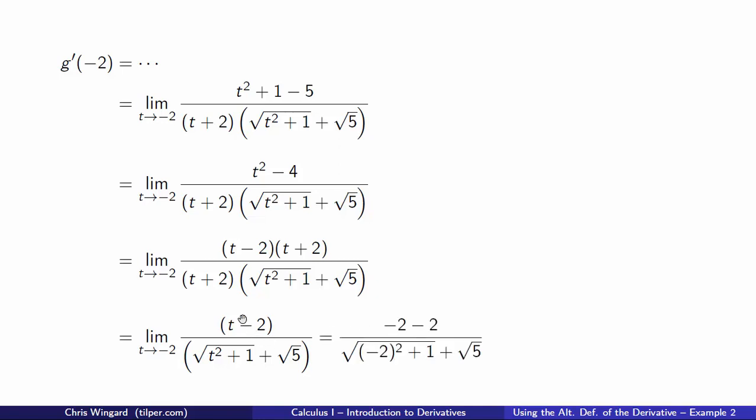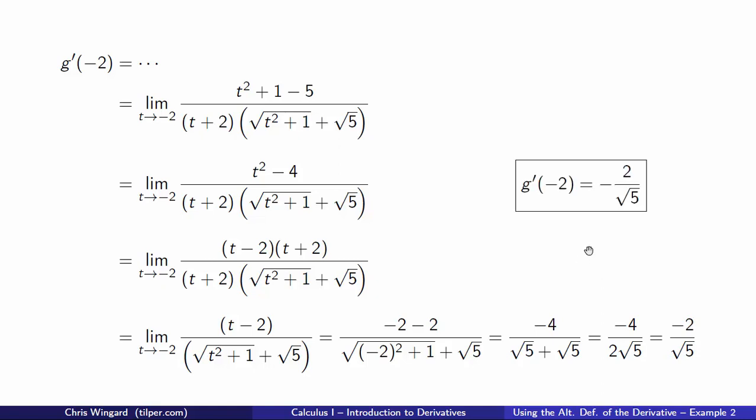So when we do that, because we're taking the limit as t goes to negative 2, what we want to do is directly substitute negative 2 in for t. So we get negative 2 minus 2, all divided by the square root of negative 2 squared plus 1 plus root 5. Well, on the top, we just get negative 4. Negative 2 squared is 4, plus 1 is 5, so root 5 plus root 5 on the bottom, which is really negative 4 divided by 2 root 5. And we can simplify that a little bit and say that's negative 2 over root 5. So that's our final answer.